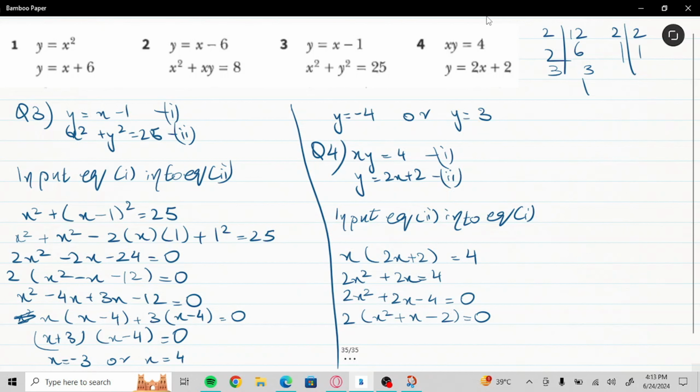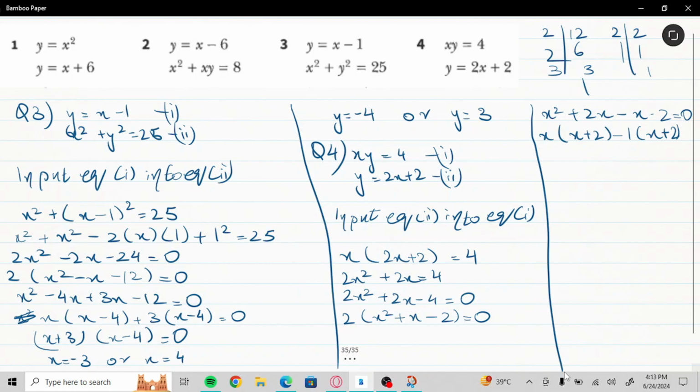So 2 ones are 2, 1 ones are 1. So you will take two values, 2 and 1: x squared plus 2x minus x minus 2 is equal to 0. Factorize this: x plus 2 minus 1, x. And what we'll do is add plus 2 here, because if we just add negative 2 at this point, that would multiply and become positive after the bracket is open, which is not desired. So x minus 1, x plus 2 is equal to 0, x is equal to positive 1, or x is equal to negative 2. So we have the two values for x.